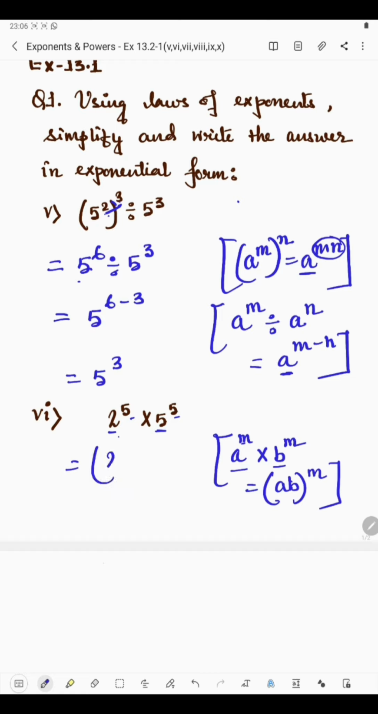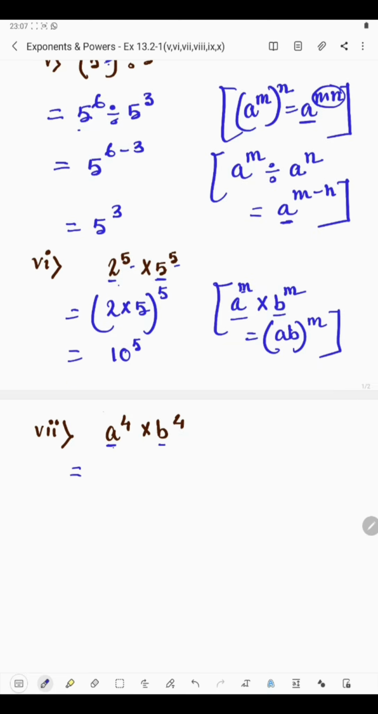So we'll just multiply the base here. So 2 into 5 whole to the power 5. 5 is the power of both, okay? Now 2 5s are 10 and power is 5. So answer of the sixth part is 10 raised to the power 5, okay? Now coming to next part.